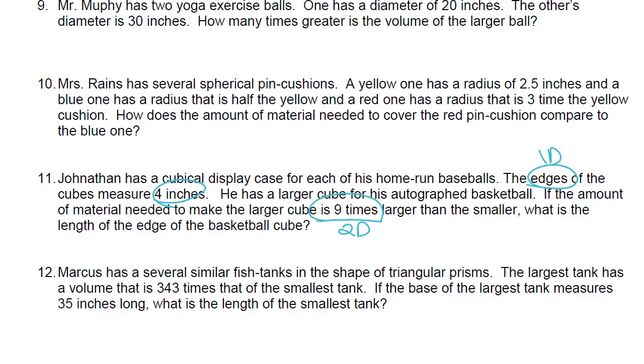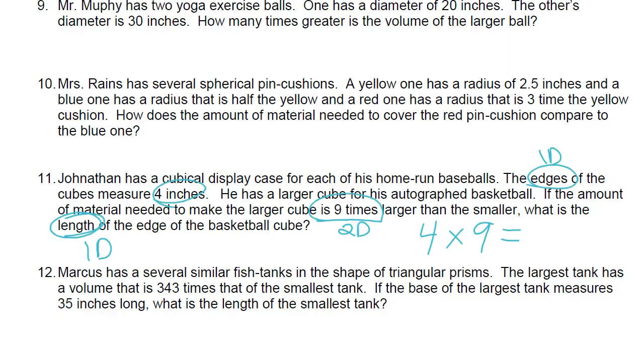What is the length of the edge of the basketball cube? All right. So what do we want our answer to be in? What dimension? 1D. That's what our answer is going to be. So 1D is going to win the fight. Remember, they're fighting. 1D, 1D, 2D, 2D. But the 1D wins because that's what we want our answer to be in. So the edges are 4.